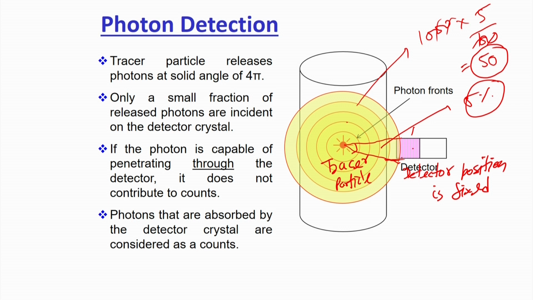Only those photons which enter the detector and get absorbed within the detector crystal will be counted. Suppose this is my detector and this is my detector crystal. If a photon is incident in this way, let us assume a hypothetical case where it is coming vertically and just passes through, it does not get absorbed.